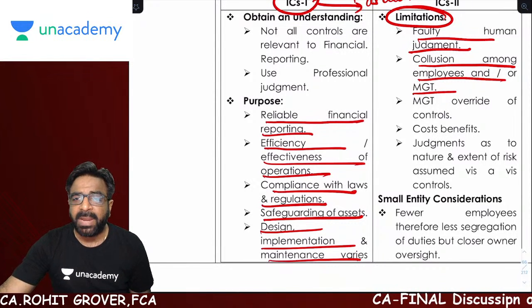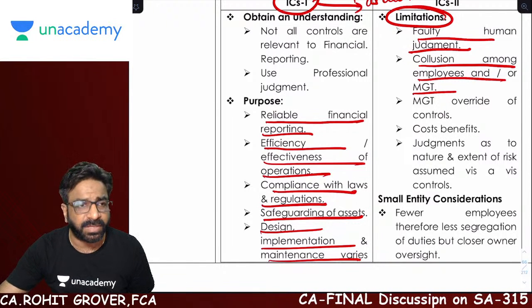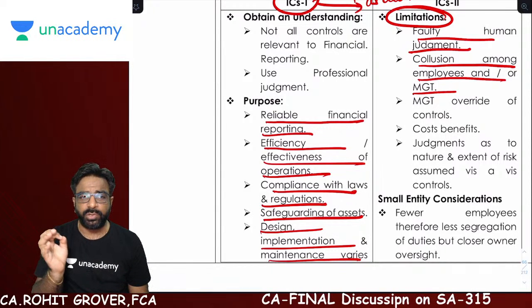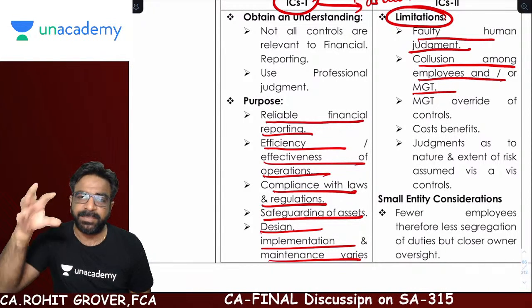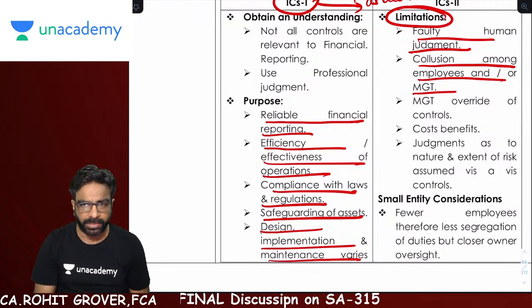Next point. Management override of the controls. Management manipulation is also the biggest problem in the internal control system. Even though you want to do something genuinely, sometimes the management will put what? Control on you. They will manipulate your work.